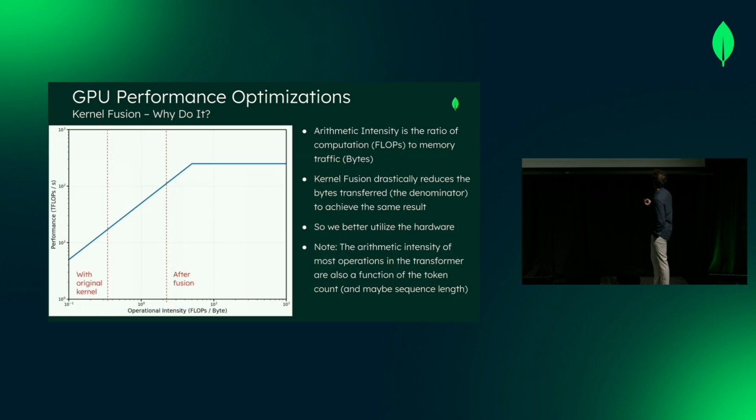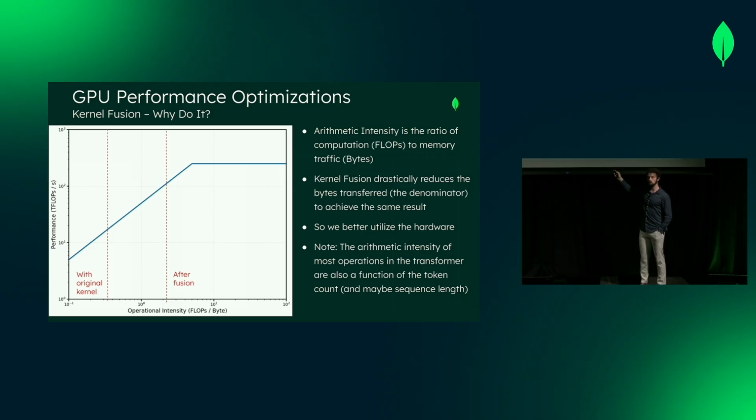And the reason why this is helpful, well, to demonstrate that, I'll define arithmetic intensity, which is the number of math flops divided by the number of bytes transferred from memory. So it's a property of an operation. And if we do kernel fusion, we're probably going to be doing about the same amount of math, but with much less memory transfer. And so that increases the arithmetic intensity.